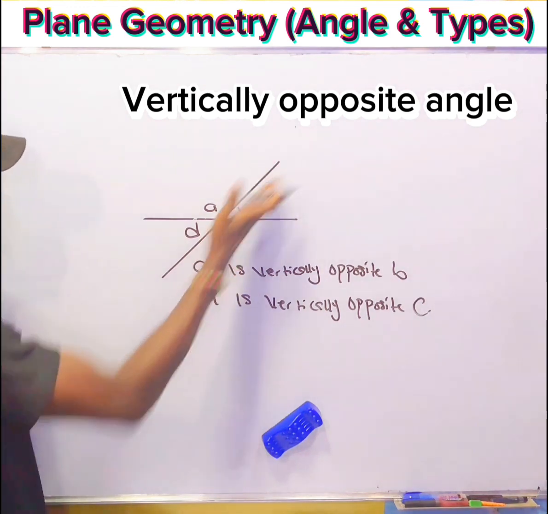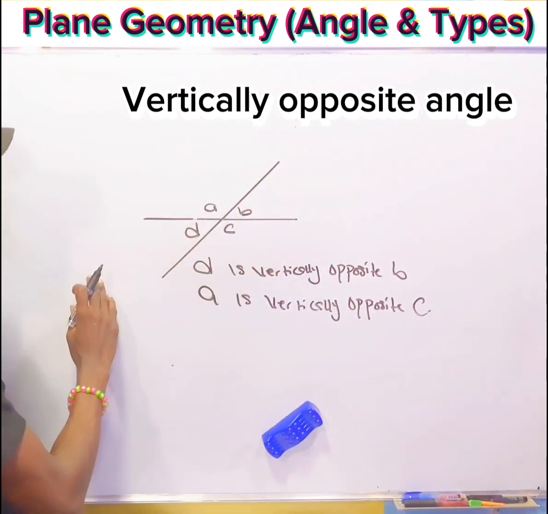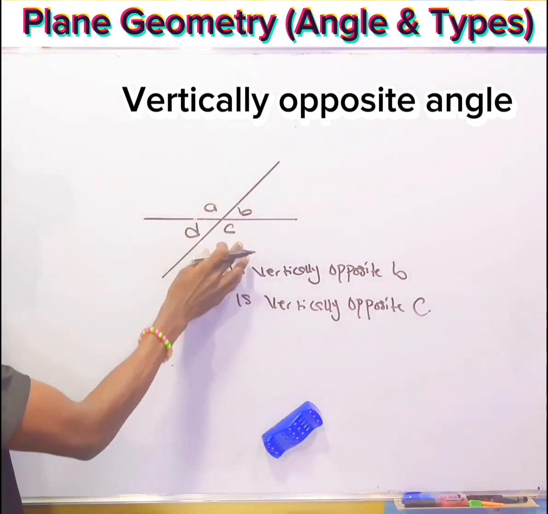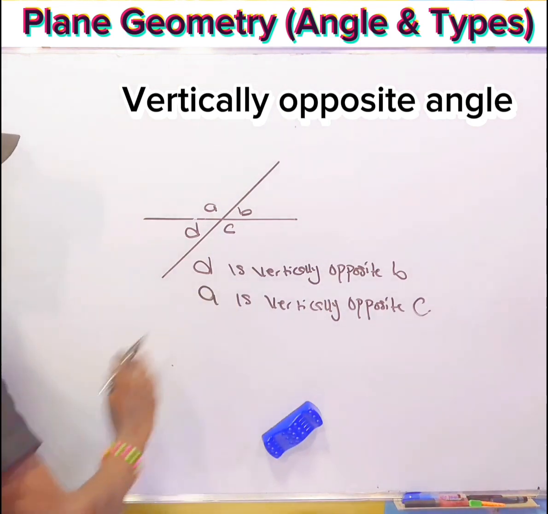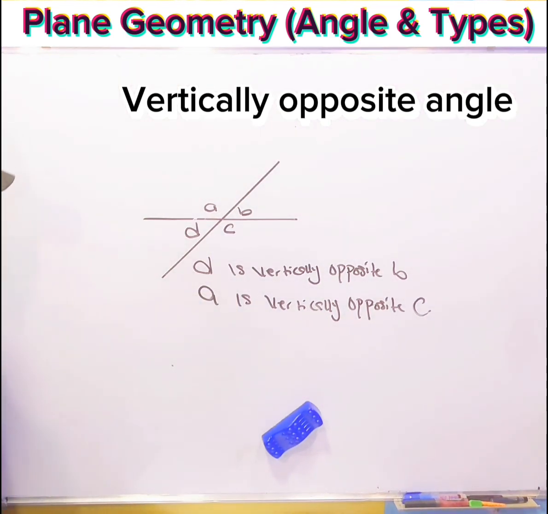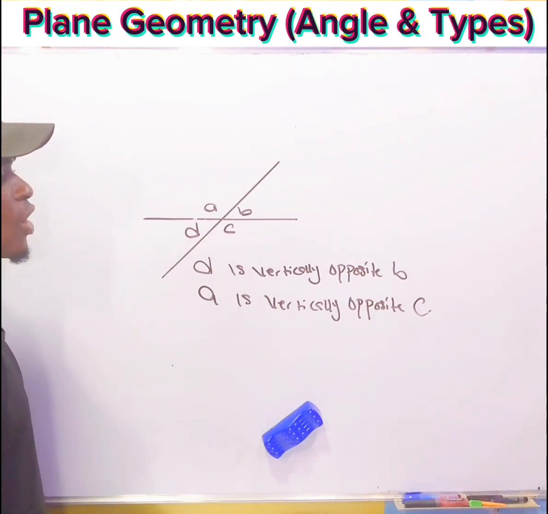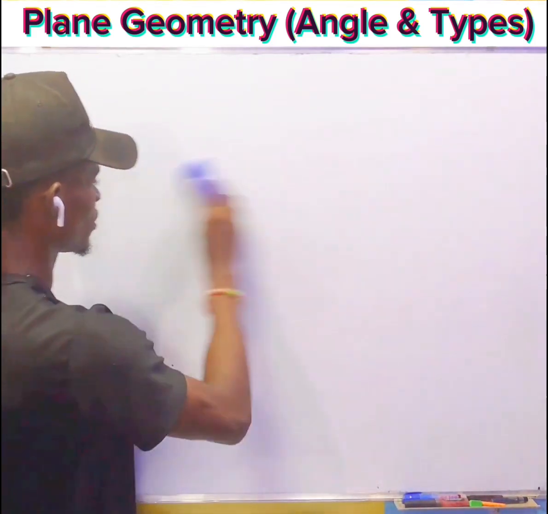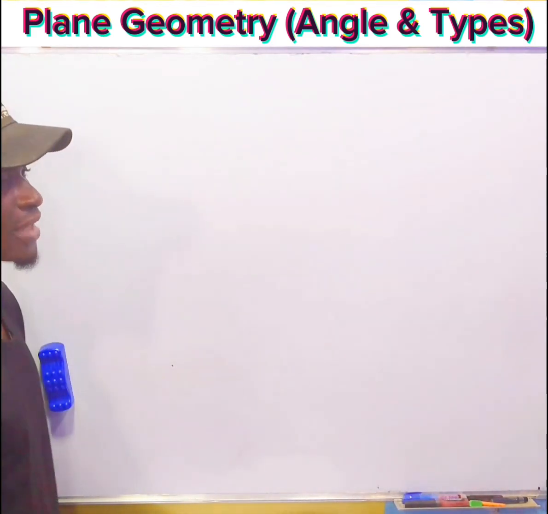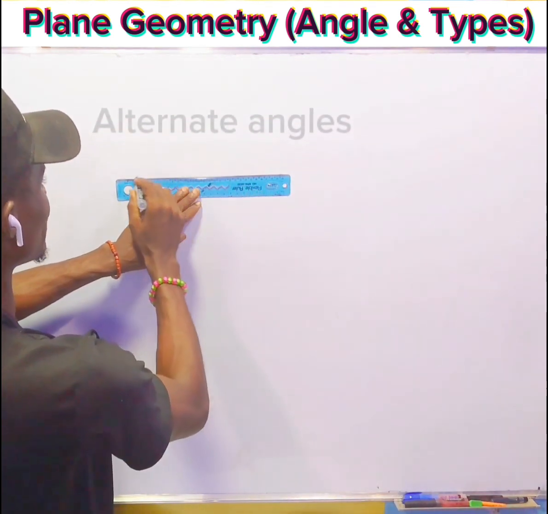So long as we have two straight lines that cut each other, the angle formed that is opposite, we refer to the angle as vertically opposite angle. We also have alternate angle. However, in alternate angle, we must be dealing with two parallel lines.